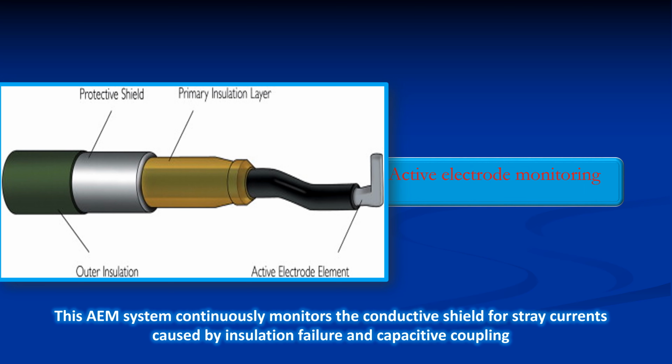Another advanced technology is called active electrode monitoring. Active electrode monitoring: this system continuously monitors the conductive shield for the stray current caused by insulation failure and capacitive coupling.